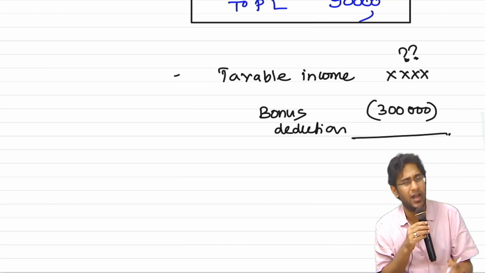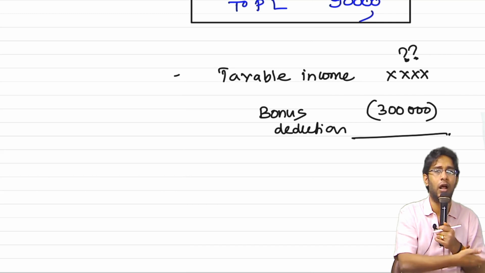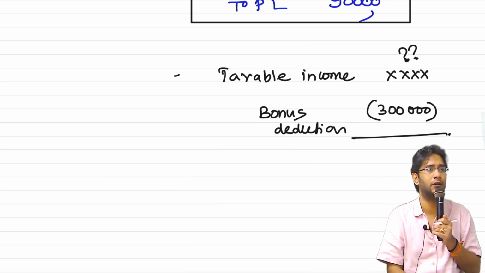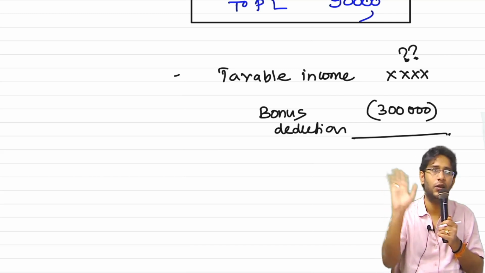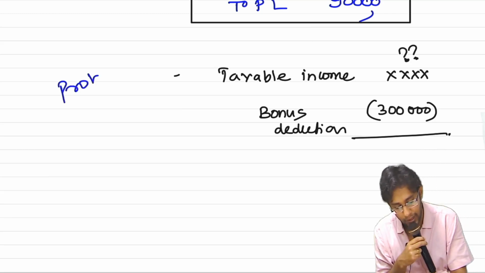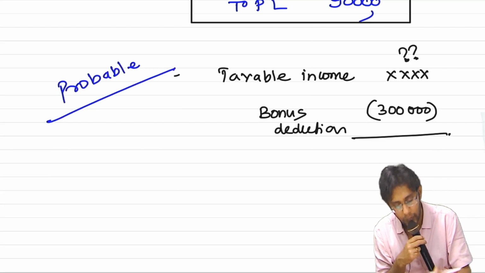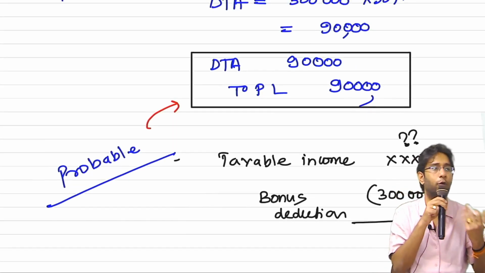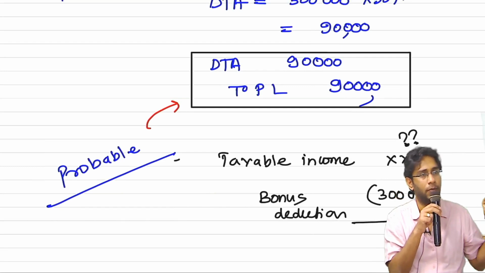If you tell me, no problem sir, look at my P&L account, in the last 3 years, last 5 years, never was it below 10 lakhs. My order book is full, next year also it will in fact be more than 10 lakhs. If it is probable like that, happily create the DTA account and credit P&L. I don't have a problem.